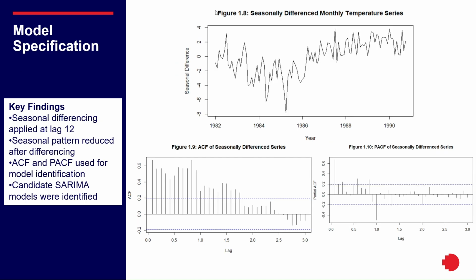For model specification, seasonal differencing was applied at lag 12 because the data is monthly and has a yearly seasonal pattern. After differencing, the seasonal pattern was reduced and the series became more stable. The ACF and PACF plots of the differenced series were then used to identify possible SARIMA orders. This helped shortlist suitable candidate models for further estimation.